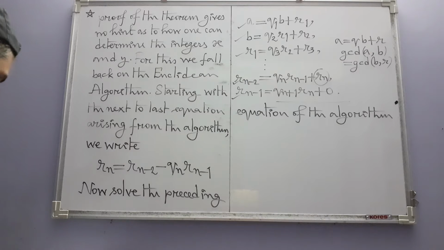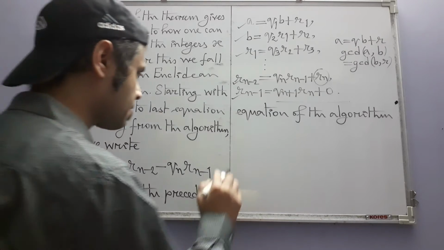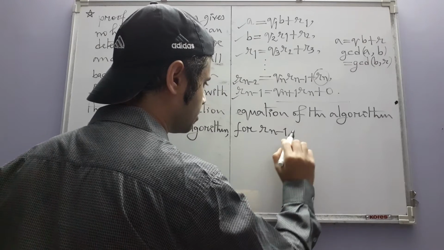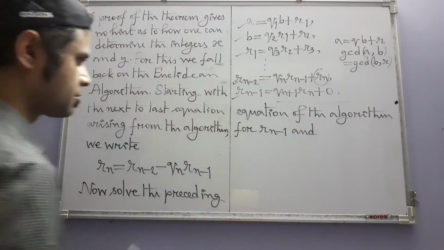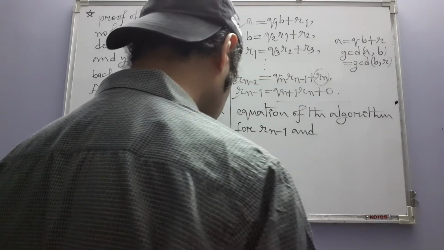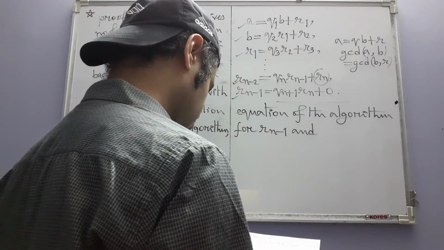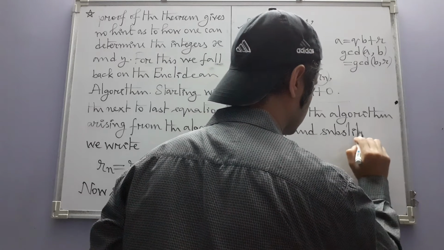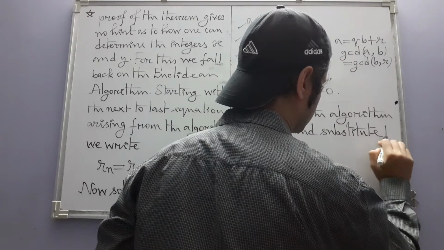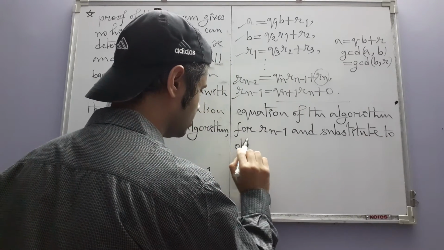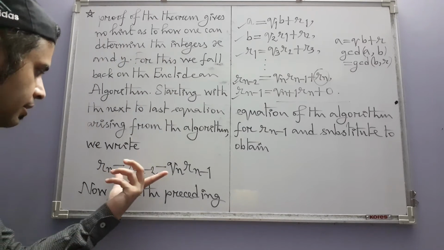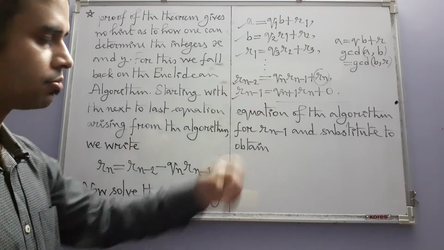Algorithm for what? Rn minus 1, I think. For Rn minus 1 and substitute that to obtain this following thing. Okay, so what are we saying here after having this, which clearly is coming from this one?